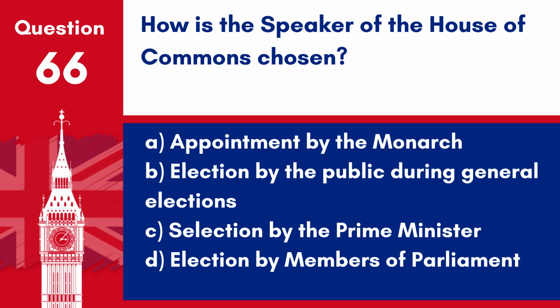How is the Speaker of the House of Commons chosen? A. Appointment by the monarch. B. Election by the public during general elections. C. Selection by the Prime Minister. D. Election by members of Parliament.